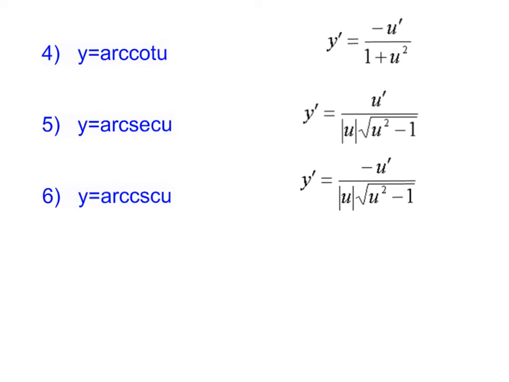Arcsecant and arccosecant are a little bit different. Our numerator still starts with that u prime, but for arcsecant and arccosecant, you'll see that you have an absolute value of u in front of the radical. Notice also that the radical is exactly the opposite of the sine and cosine. This time I start with the u squared and subtract 1. So write down these rules as well, and then we'll do some practice problems.